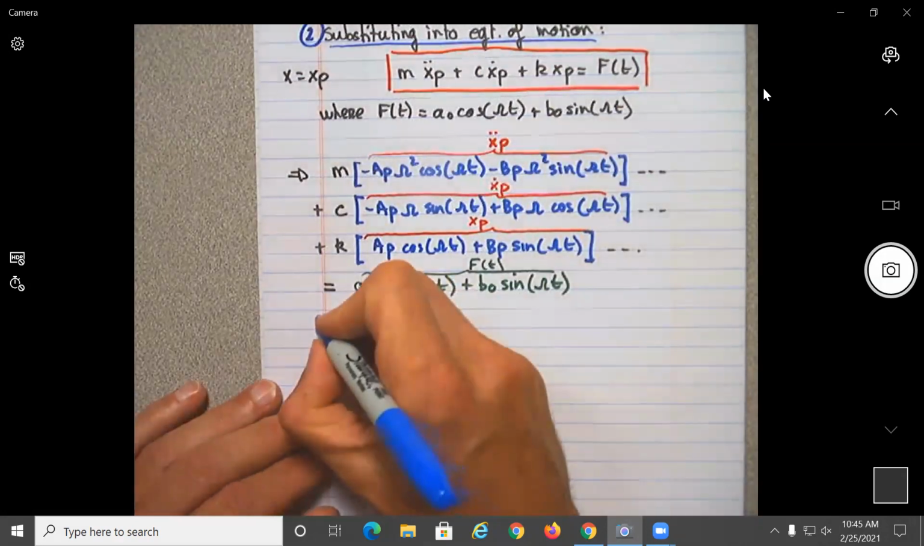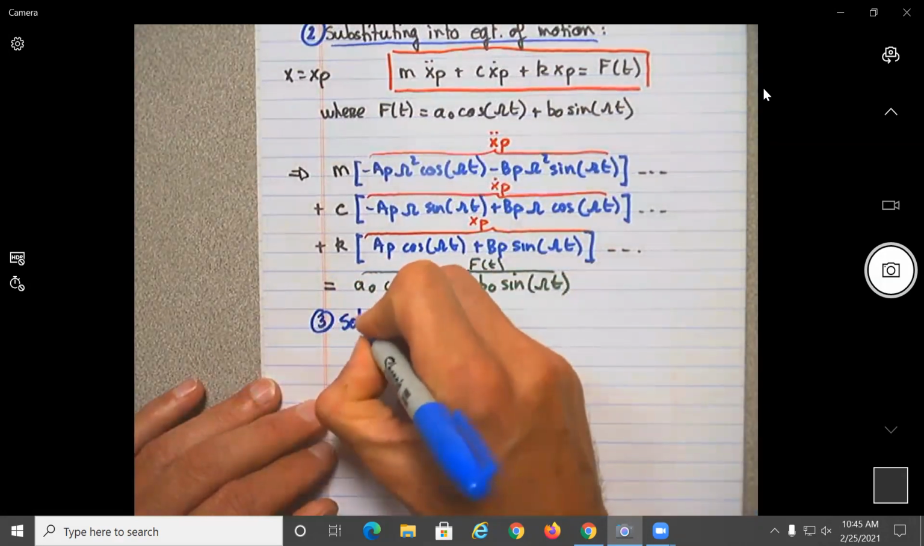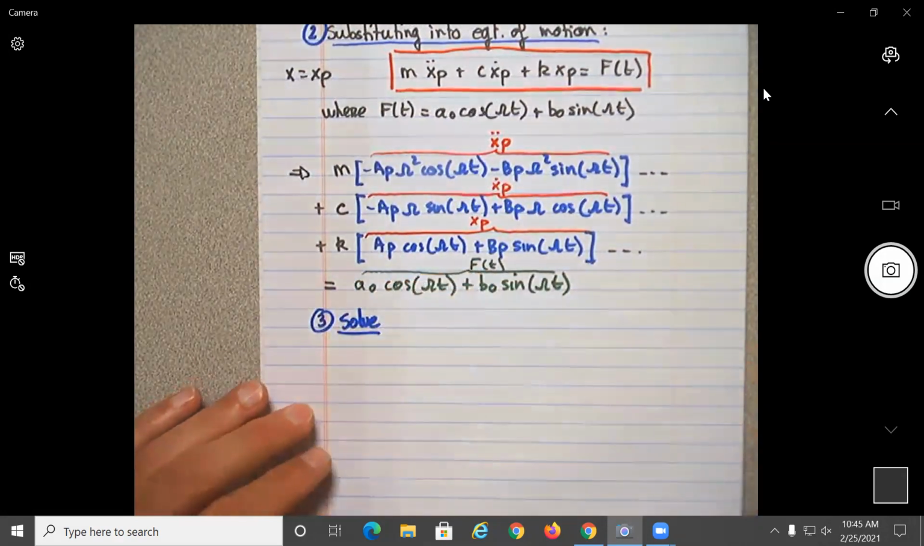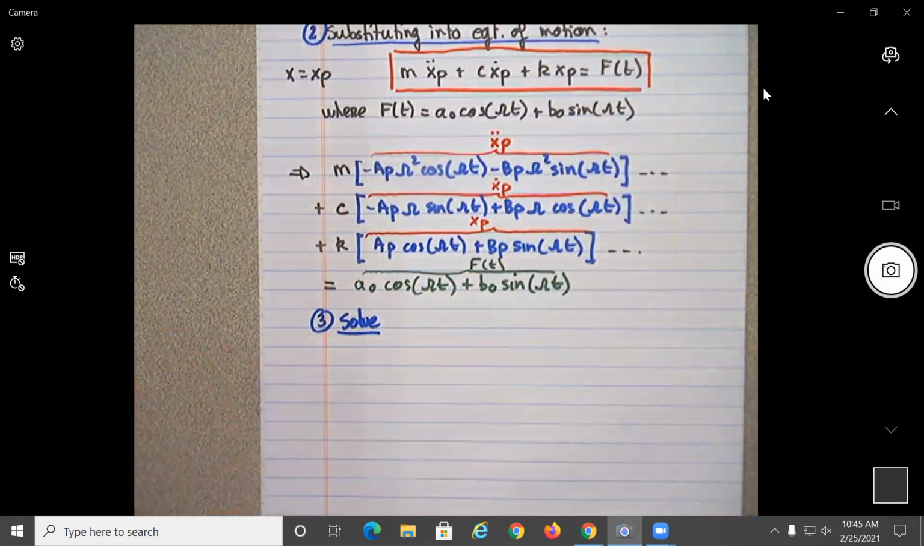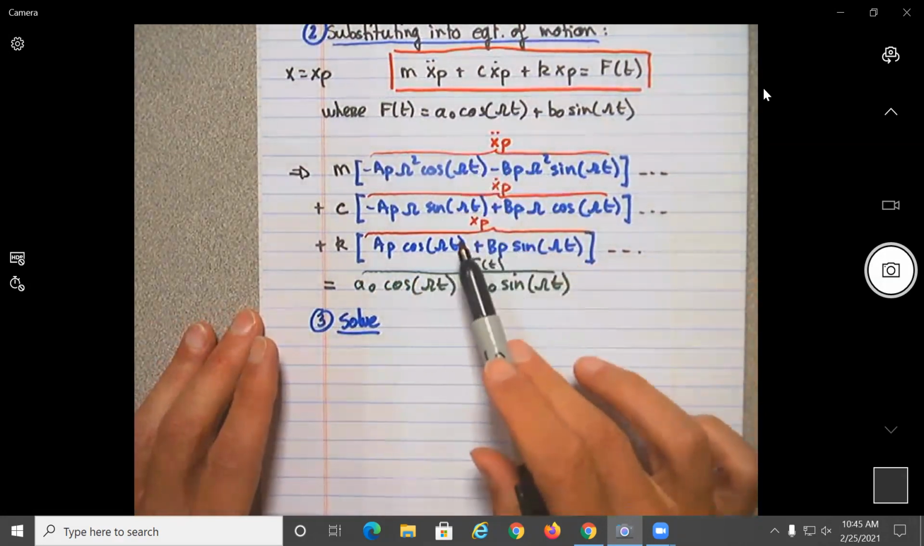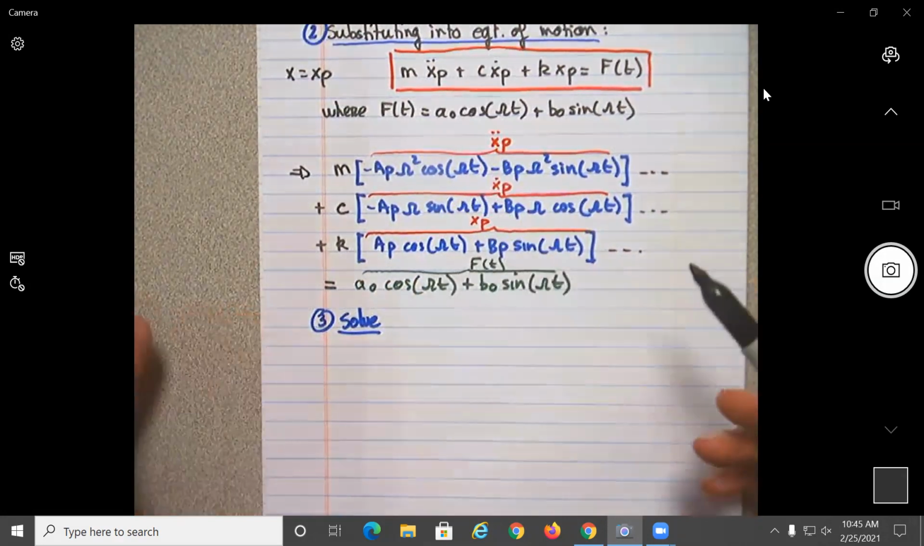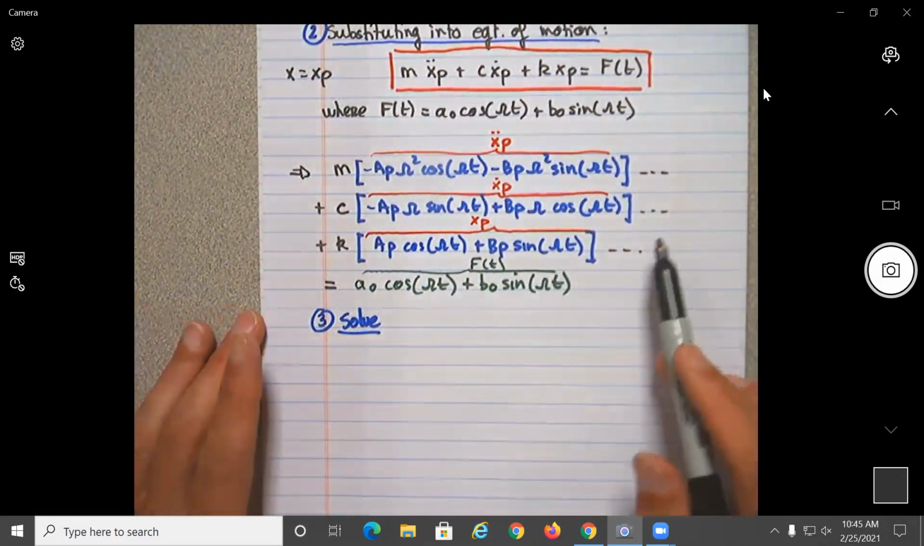Okay, and step 3 is always solve. So over here is again some algebra. What do you think we're going to do over here? Everything is in function of cosine or sine, no? So we're going to factor by cosine and sine and see what happens, all right?